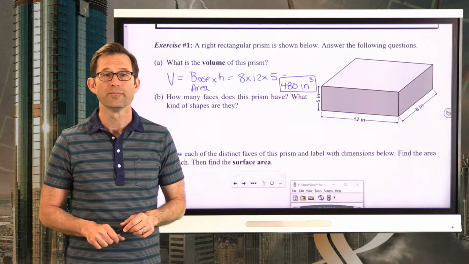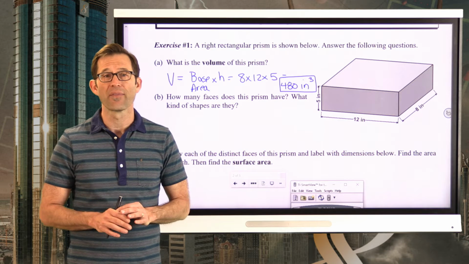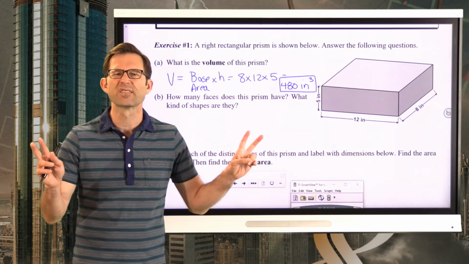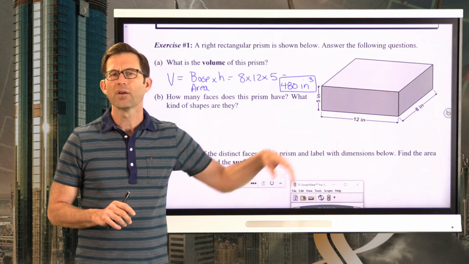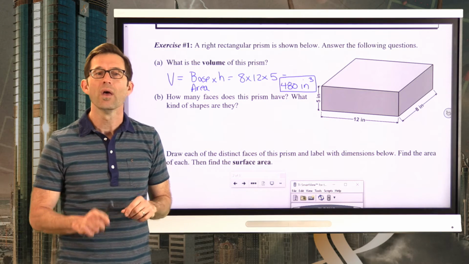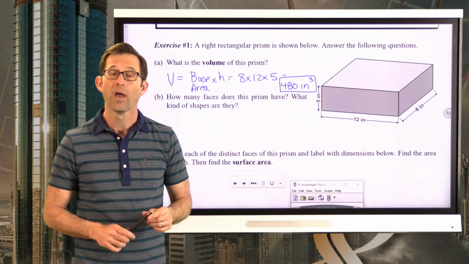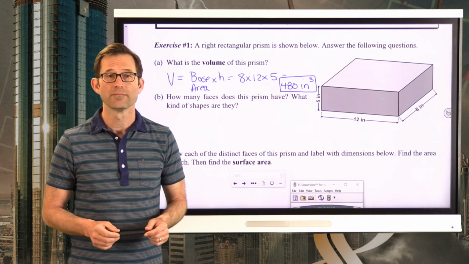Take a look at letter B. How many faces does this prism have? What kinds of shapes are they? I'd like you to try to think about this. Now, the face of a prism is its side. So you've got the face on the top, you've got the face on the bottom, you've got faces that wrap around. So what I'd like you to do is pause the video now, tell me how many faces we have, and what kind of shapes they are.